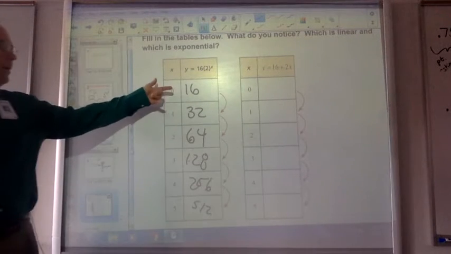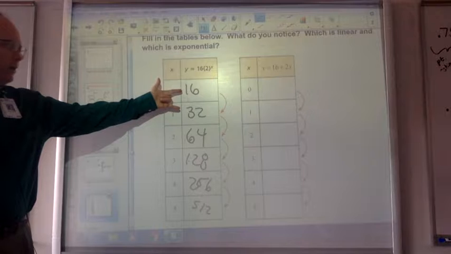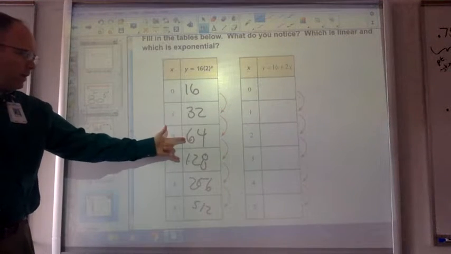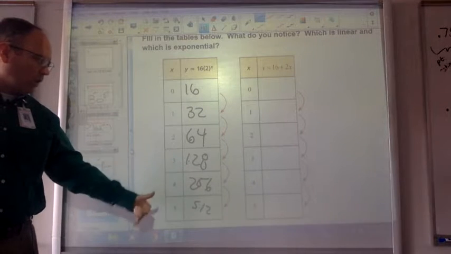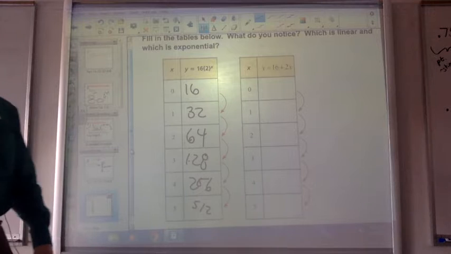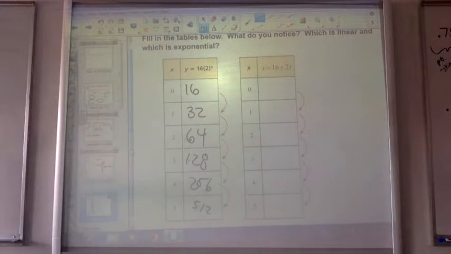So if it was linear, we would have the same distance. From here to here, it's 16. From here to here is 32. From here to here is 64. From here to here is 128. From here to here is 256. So it's definitely not linear because we don't have the same distance. We're counting at the same increments in x, but our increments of y are stretching out a lot more.